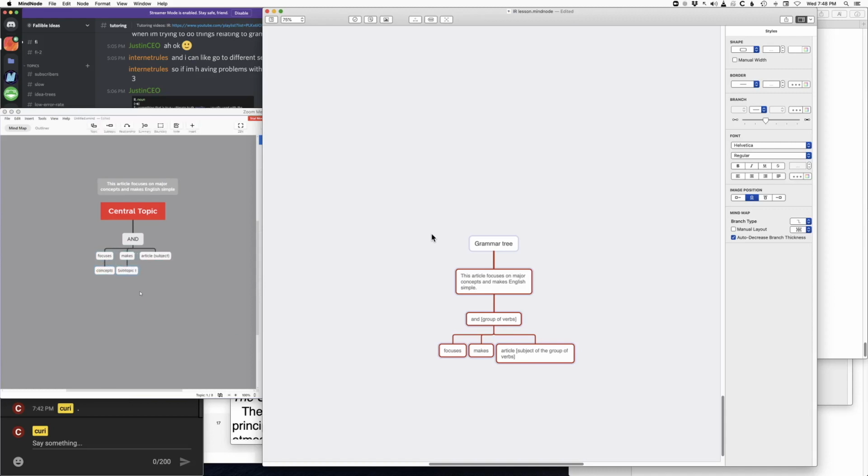Then it would be like article makes English. Okay, so there's two objects, I guess. Which article? This, major concepts. Makes English simple. Is that all the words? There is one more word. Okay, major concepts makes English simple. This focuses. Where does "on" go?